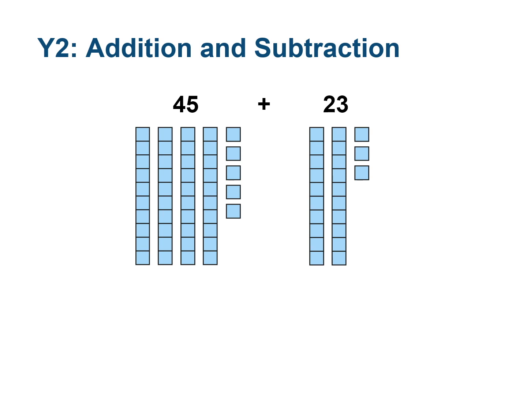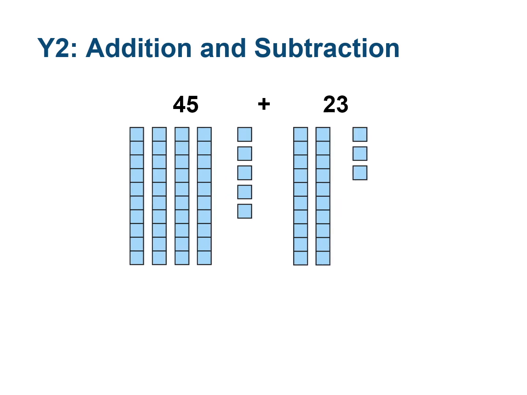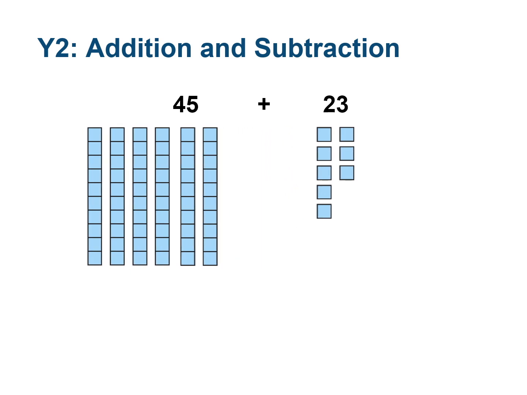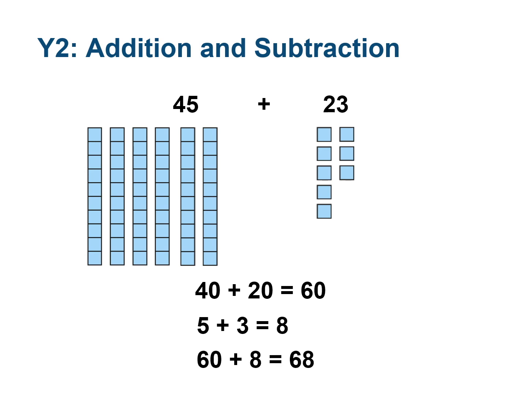Place value manipulatives, such as Dienes, expose this structure for pupils, and pupils should be able to use place value equipment to explain how to add two two-digit numbers. 40 plus 20 is equal to 60, 5 plus 3 is equal to 8, and 60 plus 8 is equal to 68. To be ready to progress to Year 3, pupils need to be able to use their own jottings to solve calculations such as these, without relying on manipulatives to help them get an answer.